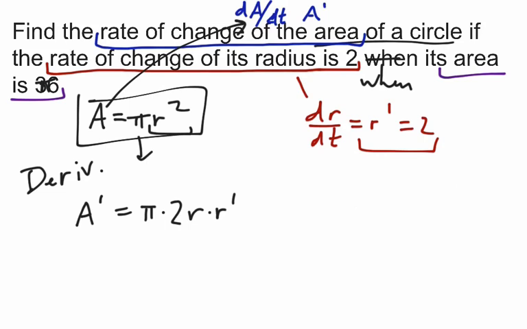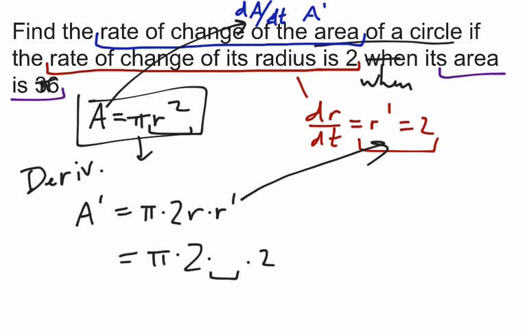Okay, so we're almost done, because now we just plug stuff in. So we're looking for A prime. We have pi. We have 2. We don't have r yet, so we'll get there. But we know that r prime, we have that over here. There's our puzzle piece. It's 2. Okay, and now we need to find the radius.